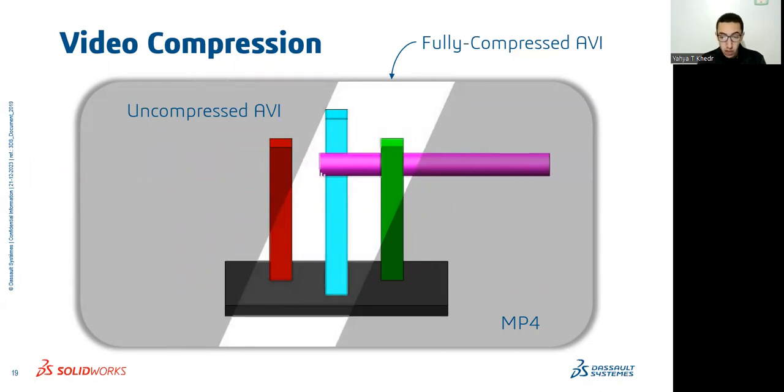The fully compressed AVI does look like that. You've got artifacts everywhere. The color isn't correct. The quality of the image isn't correct either, and so on. The MP4 and the uncompressed AVI look way better. And the main thing here is that you don't see those artifacts at all. All right. But as I said, you sacrifice the export times and the file size.